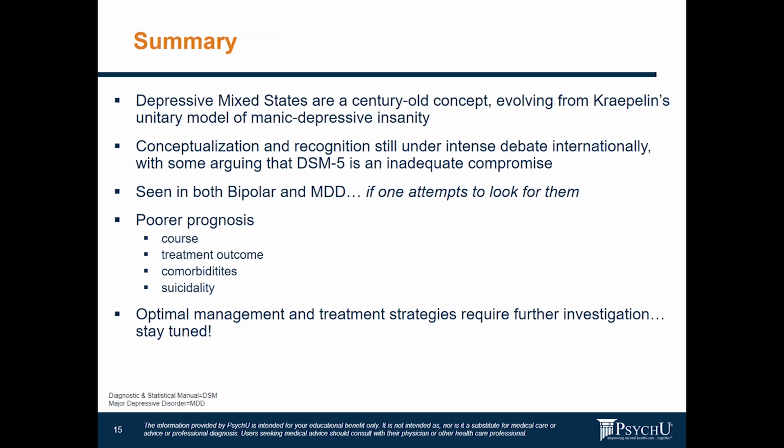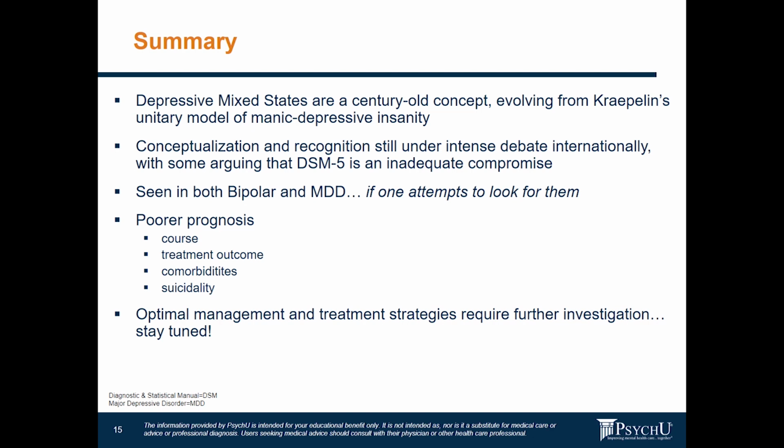So, in summary, we've talked quite a bit today about the fact that depressive mixed states are really a very old concept. The idea has been around for over 100 years, evolving largely from Kraepelin's unitary theory of manic depressive insanity and his early conceptualizations of mixed states. And again, talked about the importance of thinking dimensionality, thinking about the dimensions of not only emotion or affect, but also motoric behavior and volition, goal-directed behavior, and the dimension of thought process or level of alertness and arousal.